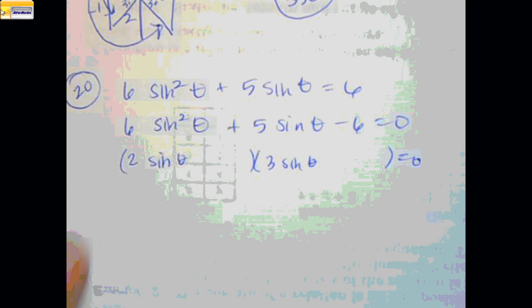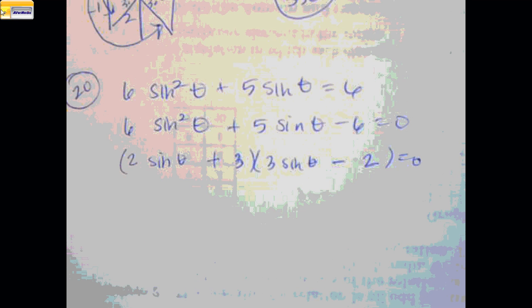Pretty sure we're going to use 2s and 3s. That's 2, that's 4, if that's 3. 6 and 6. If that's 2 and 3, that's 9, and that's 4, that'll work. So I need a positive 9 and a negative 4. Okay. There's your 2 factors. Set them both equal to 0. So I have 2 sine theta plus 3 equals 0, and 3 sine theta minus 2 equals 0.